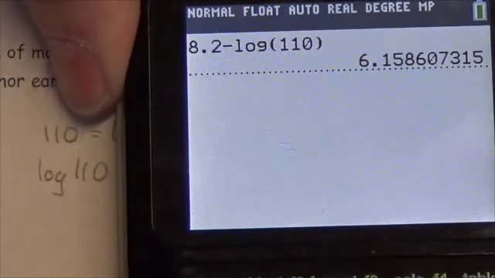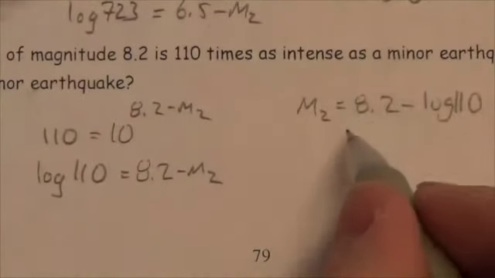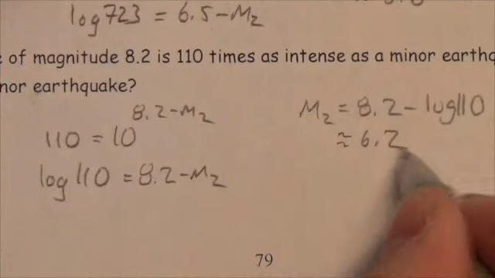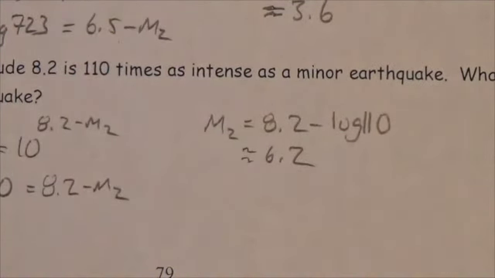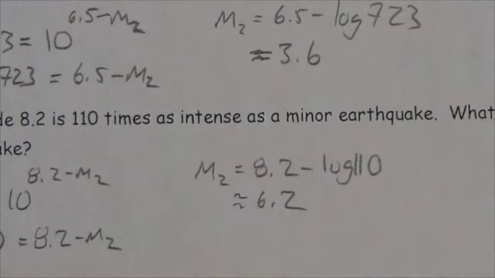And there we go, 6.2. So this is going to be approximately equal to 6.2 on the Richter scale. And there you go. Now you've really only got these two types of problems that you're going to get asked with earthquakes, and actually with decibels or pH, it's basically going to be the same thing. You're either going to be asked to find the ratio of the intensities, or you're going to be asked to find a magnitude, a measure on one of those scales.